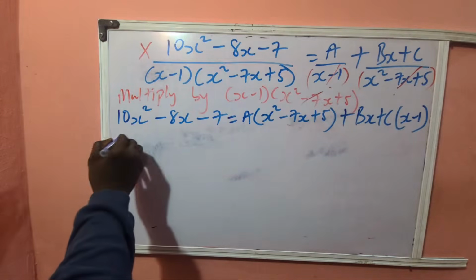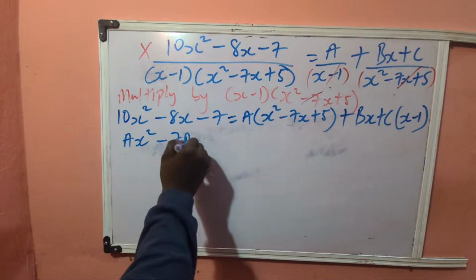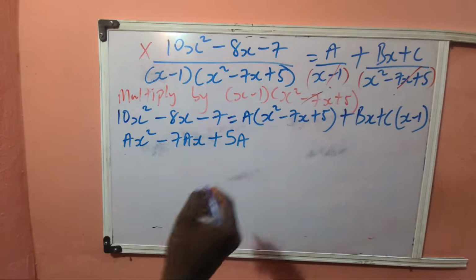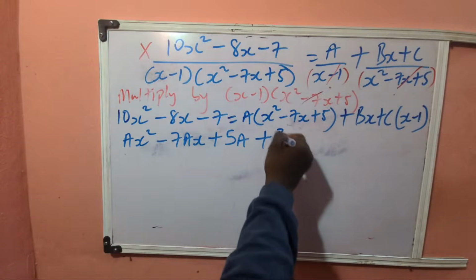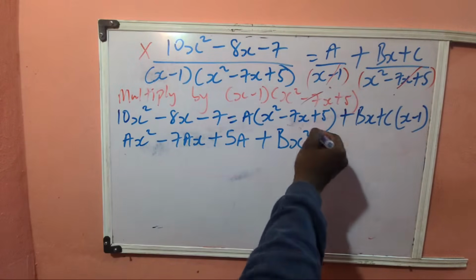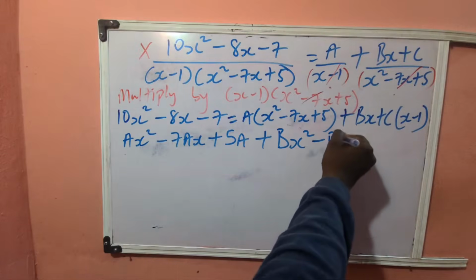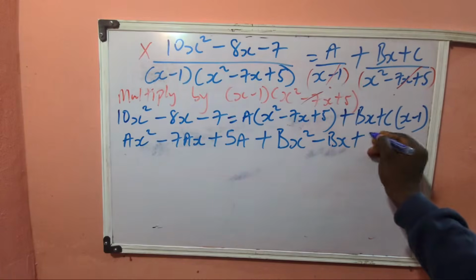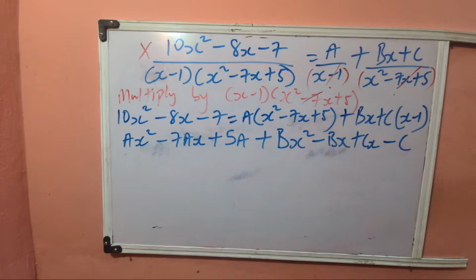So we open this bracket, we have ax squared minus 7ax plus 5a, then plus, of course, opening down, we have bx squared. You can see an x squared is coming out there again. Then bx times minus 1, we have minus bx. Then c times x, we have cx. Then c times minus 1, we have minus c. So that makes sense.